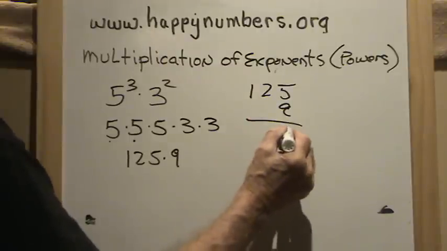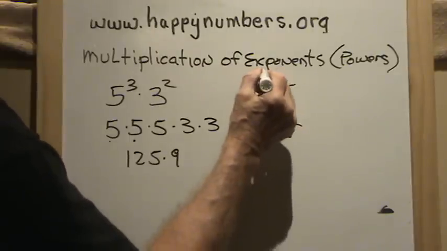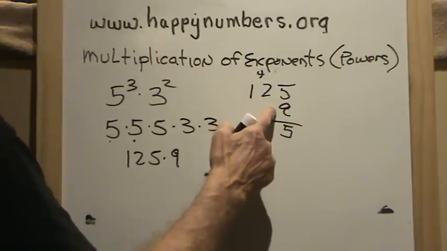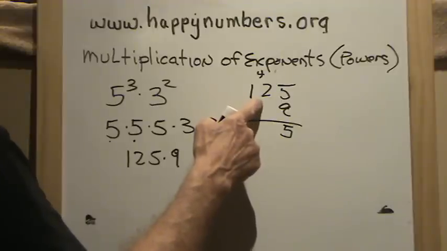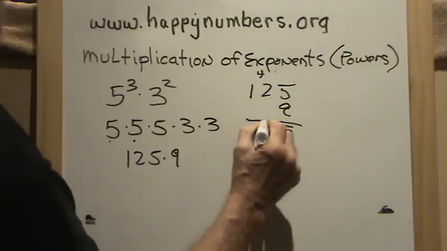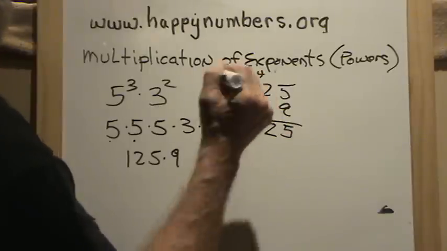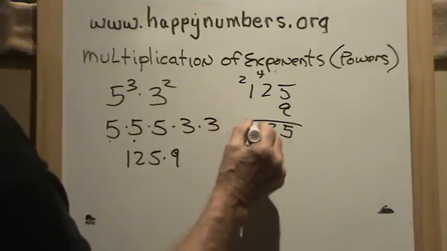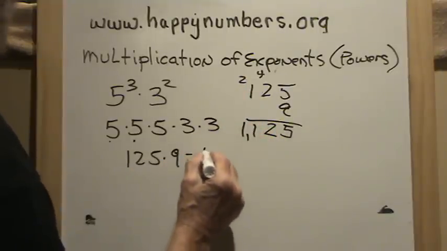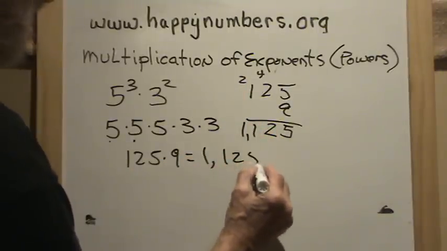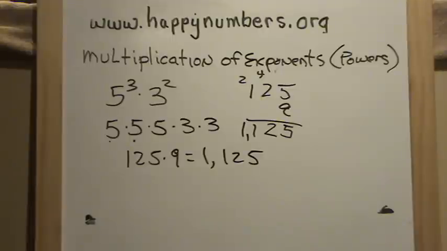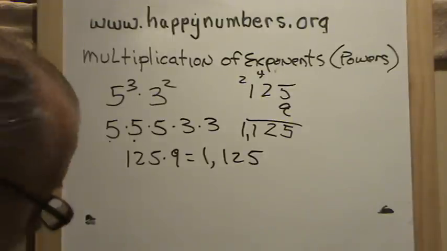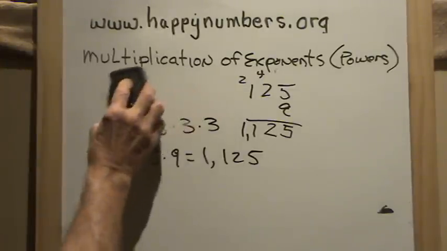9 times 5 is 45. Put down the 5 and I'll carry the 4. 9 times 2 is 18, and 4 is 22. Put down the 2 and carry the 2. 9 times 1 is 9, and 2 is 11. So our answer is 1,125. Good job. We'll give you one more here.